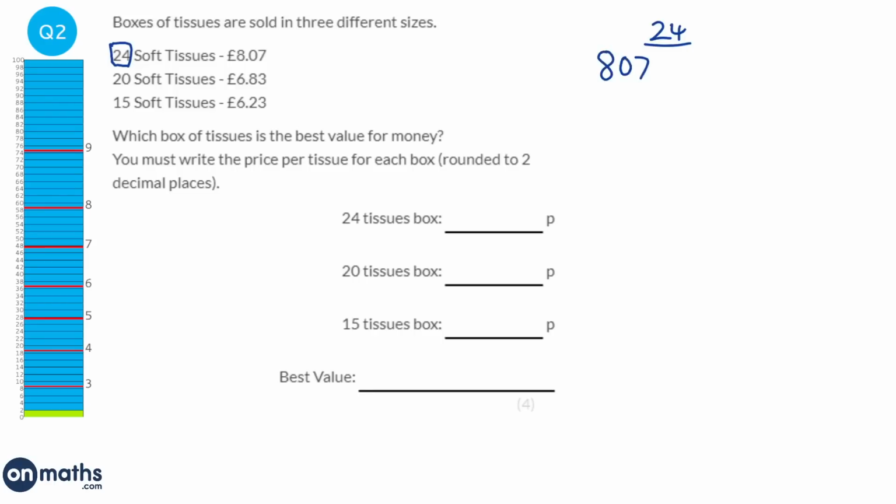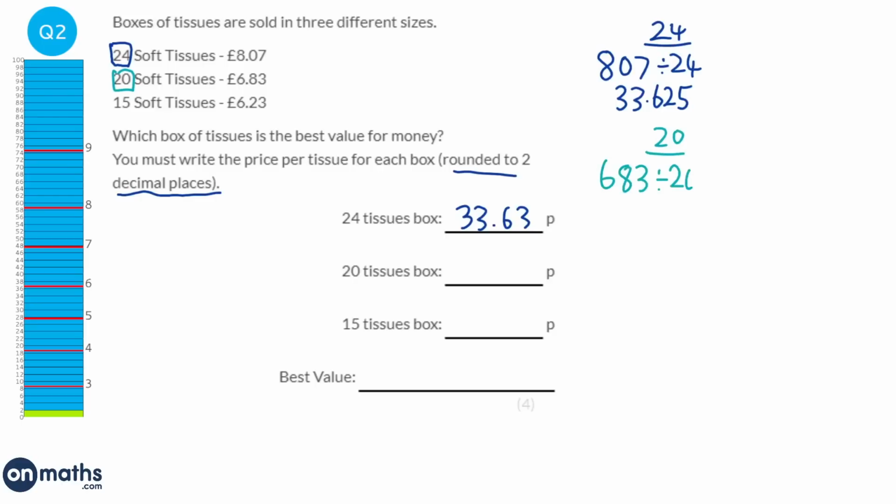And we're going to do 807. I'm going to divide by the 24 to find out the price of one tissue. So that is 33.625. And so I'm just going to round that to 33.63. I'm just going to round everything to 2 decimal places, which it says in the question. Next one, we're going to do the 20 soft tissues. So this time I'm going to do 683 divided by 20. When I put that into the calculator, you get 34.15, so that's already 2 decimal places.